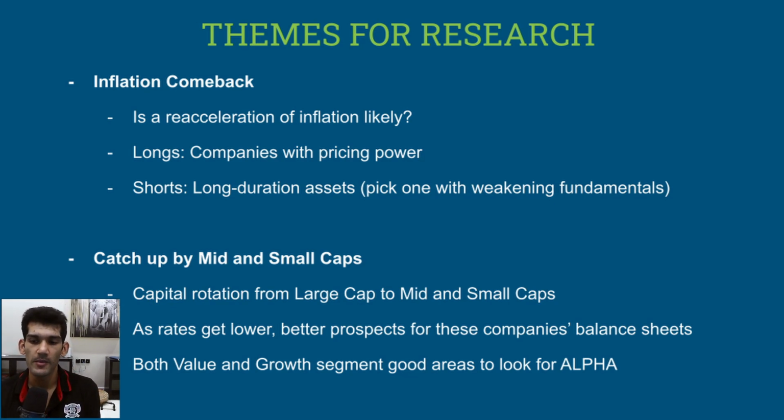Because if you have a combination of both the macro and the micro happening in a particular trade, what I'm trying to say is at the macro level, you have an inflation comeback, and at the micro level, you have fundamentals that are weakening further. The combination of these two could drive stock prices to go down quite significantly. And if you're positioned for this, that's going to make you a lot of money.